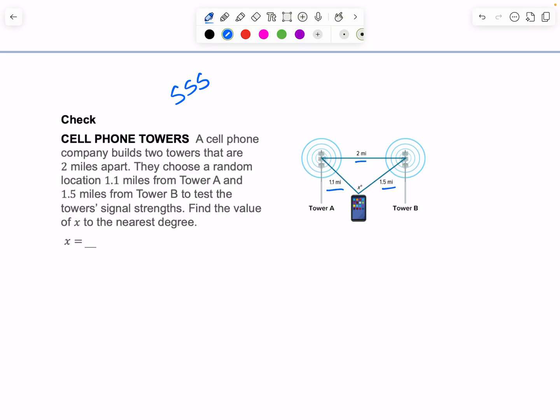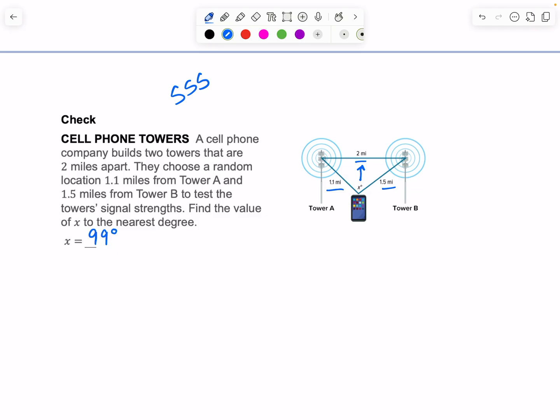All right, so let's take a look here. If you've done it correctly, you should have come up with an answer of x equals 99 degrees. Now, how do we do that? I'm going to write out the first steps here, and then you should be able to work it out from there. But basically, the 2 miles is what's across from that x. So those are the 3 sides we're using.